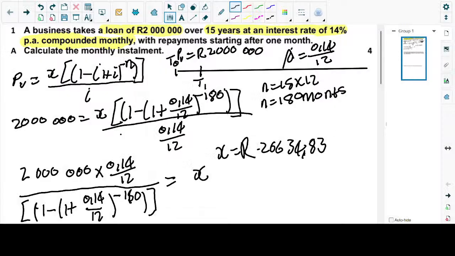Now our total amount paid is going to be equivalent to 26,634.83 multiplied by 180. If we make the full 180 payments, this is the total amount that we're going to pay. So you can share the calculator and just show them how much we're going to be paying. Okay, let's go to our calculator.